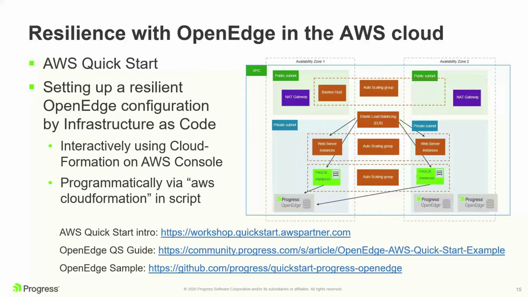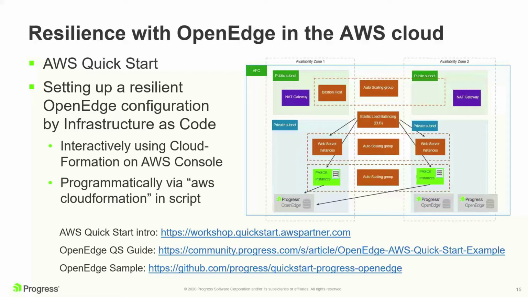And again, this diagram looks very much the same, except the OpenEdge stack is now deployed into Amazon Web Services. Availability is now deployed into 2 Amazon Web Services availability zones with elastic load balancing and auto-scaling groups.